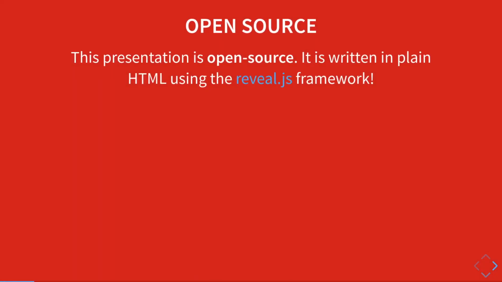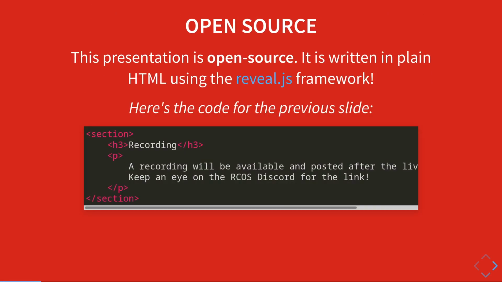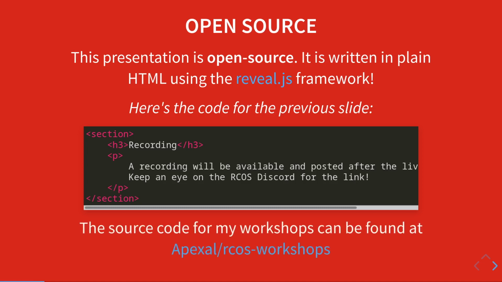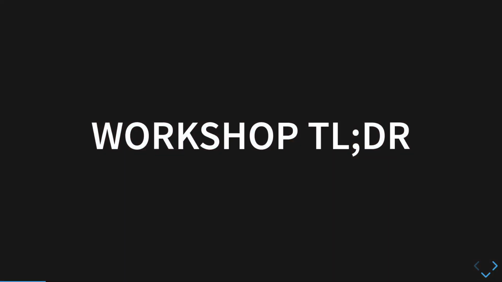Pretty interestingly, this presentation is open source. It's written in HTML using the Reveal.js framework. And to show you how easy that is, look at this. Here's the code for the previous slide. Wow, isn't that cool? And you can find the source code for this workshop and any future workshops I host in my GitHub repository, RCOS-workshops. You can open the link to these slides and just find them through there.